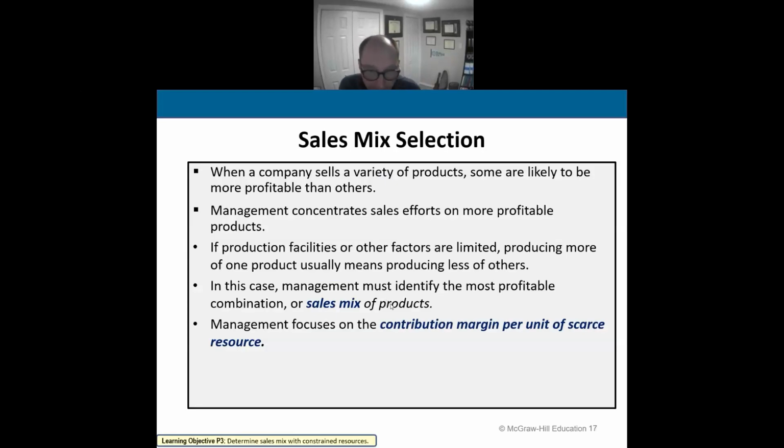You probably heard about this before. Hopefully you heard about this in your introduction to business class. If you haven't, this is definitely something that you should know. It's called a sales mix. Most companies sell more than just one product. I think we know that. Most companies sell more than one product.